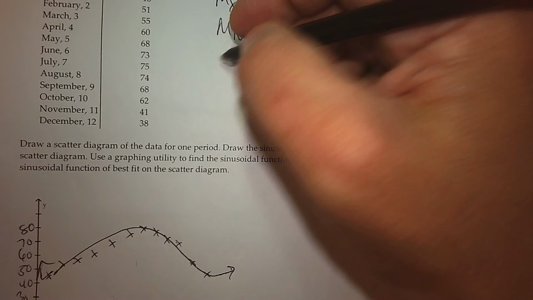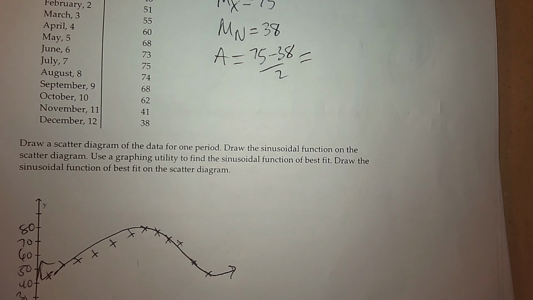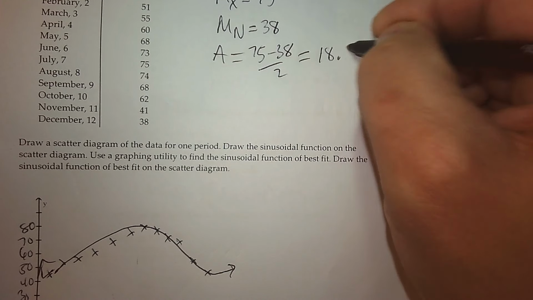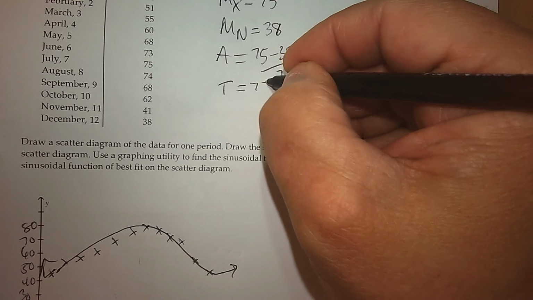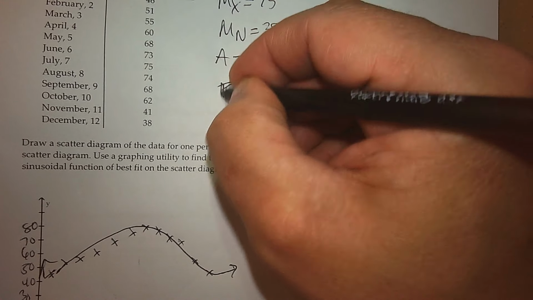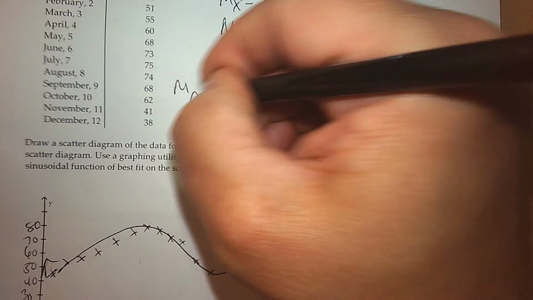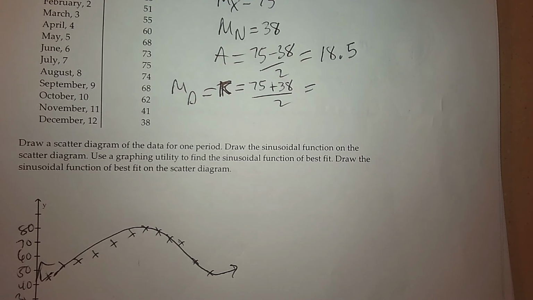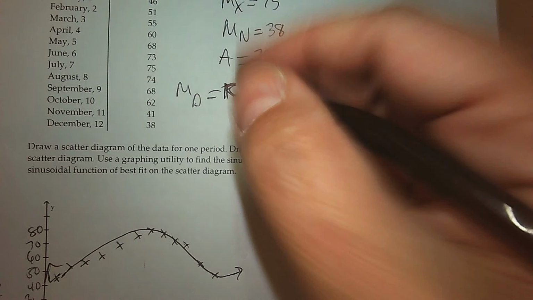So using the numbers, for the amplitude you subtract and divide by 2. That's 18.5. For the K, the vertical shift, the midline, we're going to add and divide by 2. Again, that's the midline or the vertical shift. So the midline is 56.5.